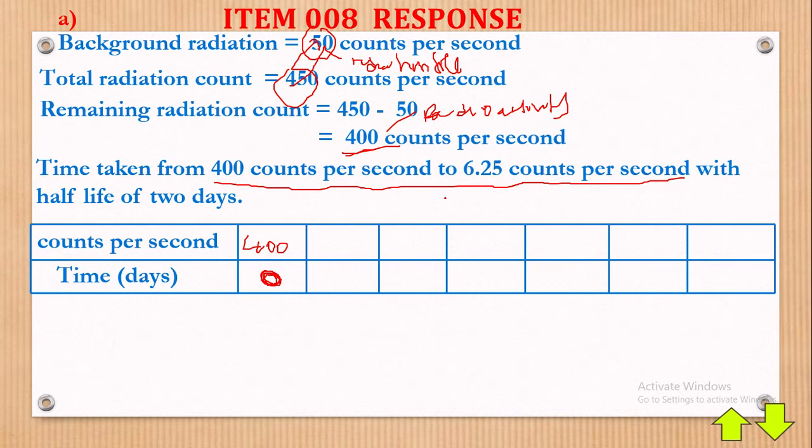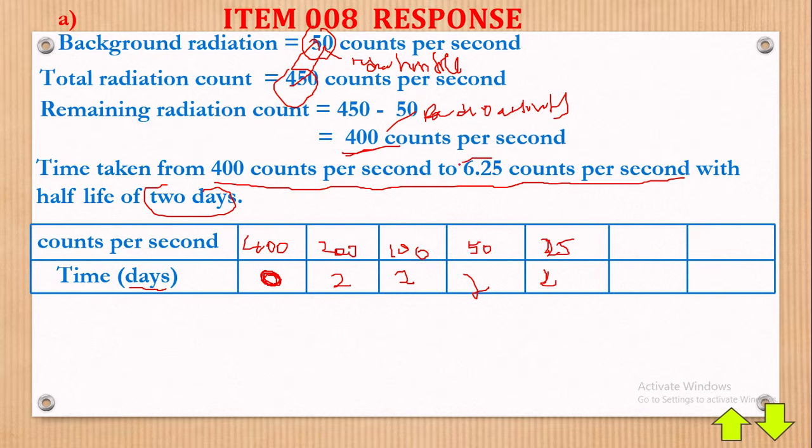But remember, half-life is 2 days, and the time is in days. So at 0, when you have the original mass, time t is 0. Now after 2 days, we shall have 200. Again, after 2 days, we shall have half of this, which will be 100. After again 2 days, we shall have half of this, which will be 50. After 2 days, we shall have 25. If you can see that.